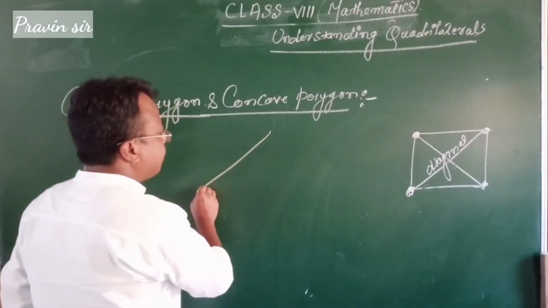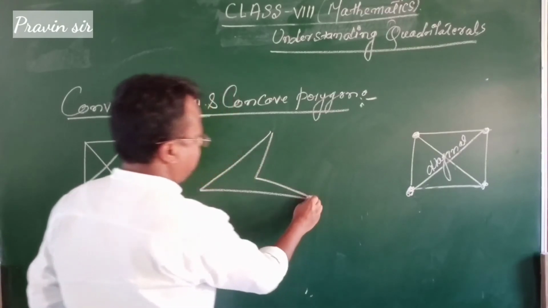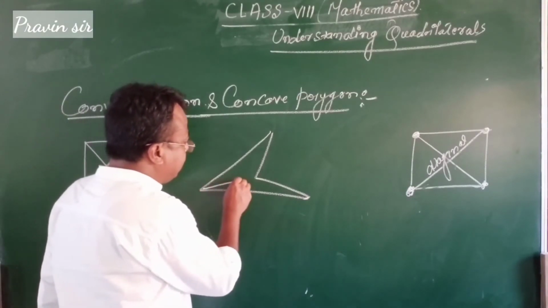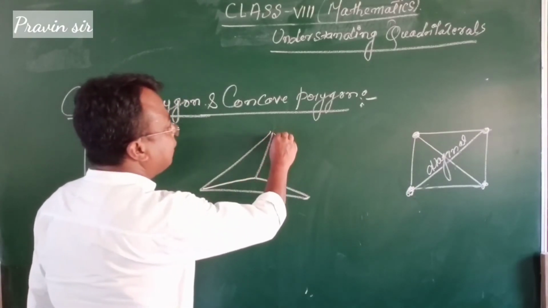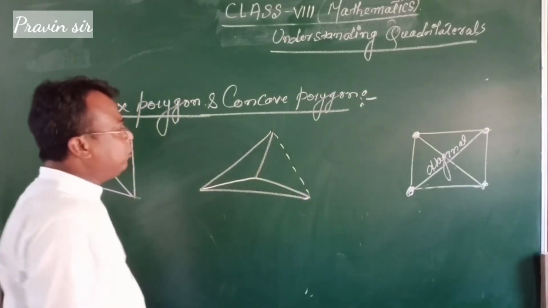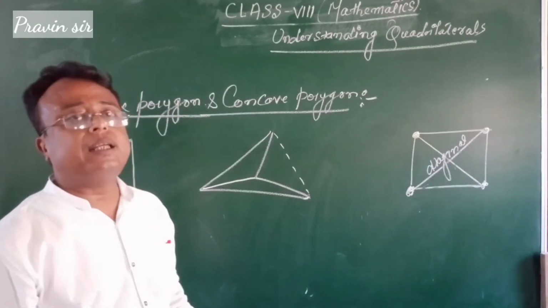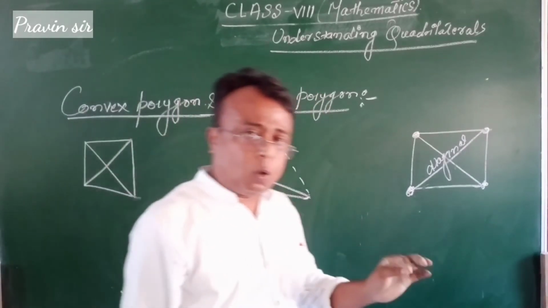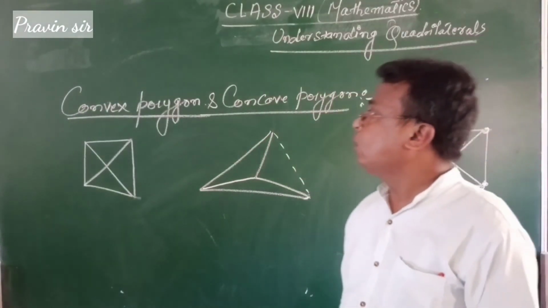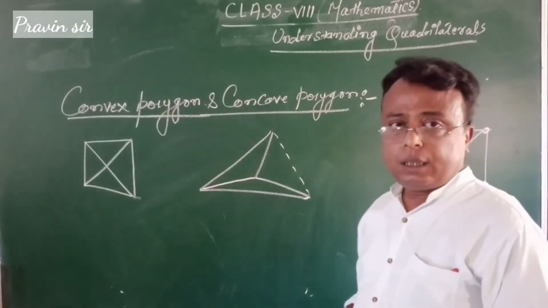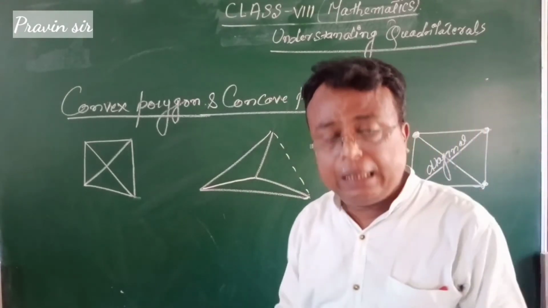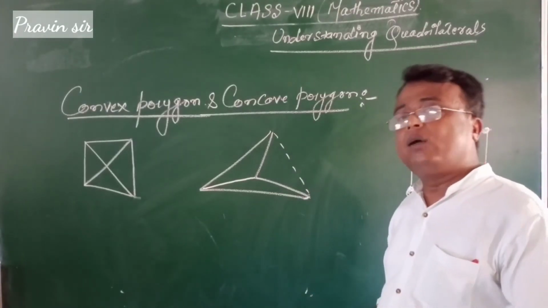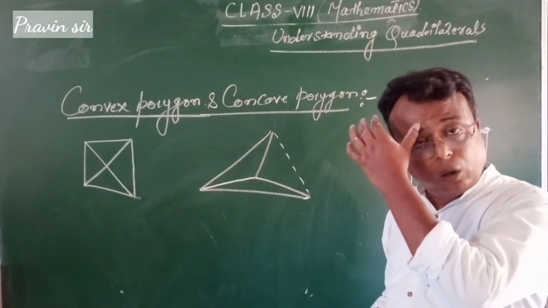Let us take one more example. Suppose this is one polygon, this is also one polygon. Now if I draw this one, you see this is one diagonal and this is one diagonal. Now you see this diagonal lies outside the polygon. That's why it is called concave polygon. So convex polygons are polygons that have the diagonals inside the polygon only, and concave polygon means the diagonal will lie outside the polygon. Or not all, but some.